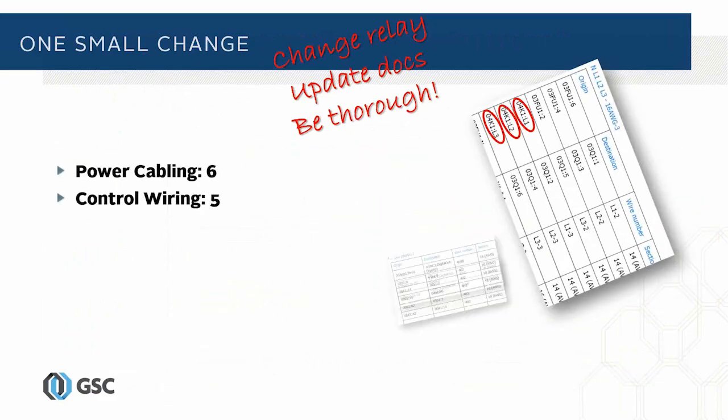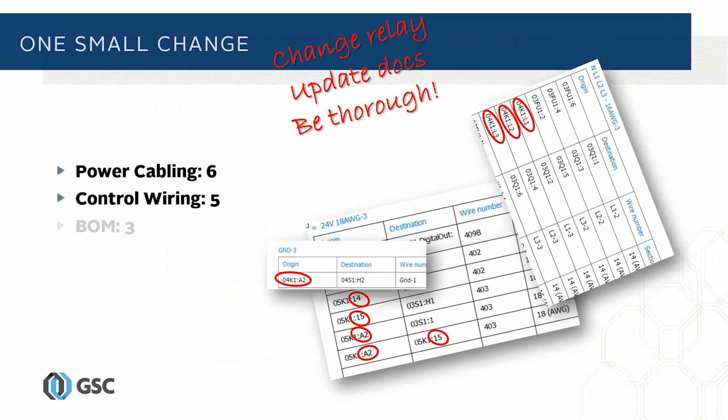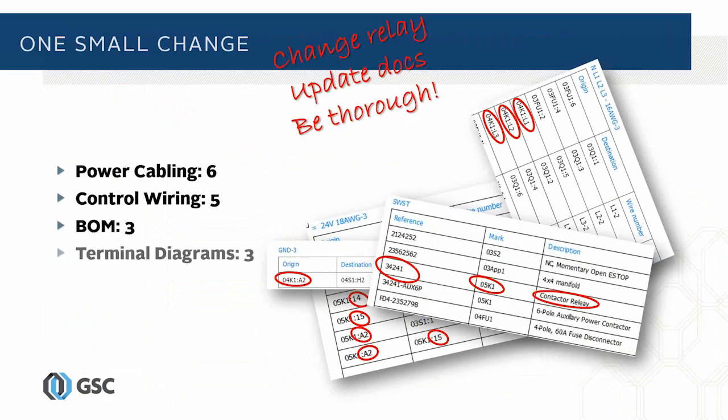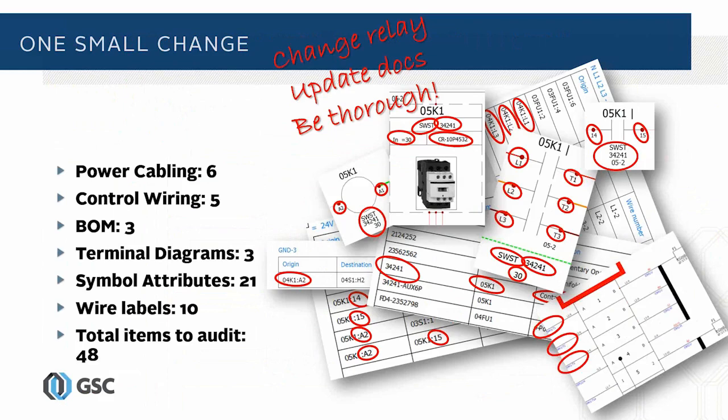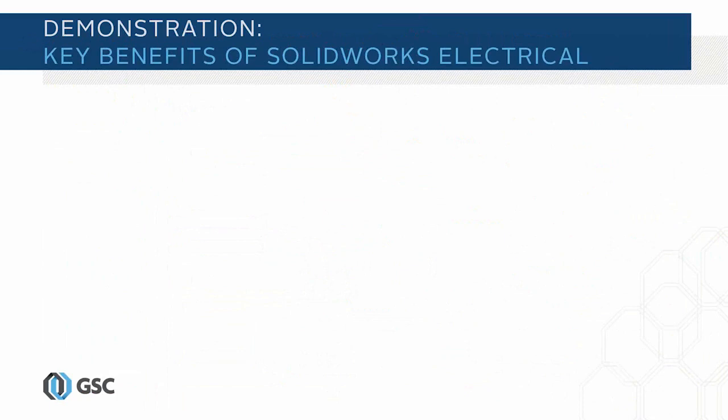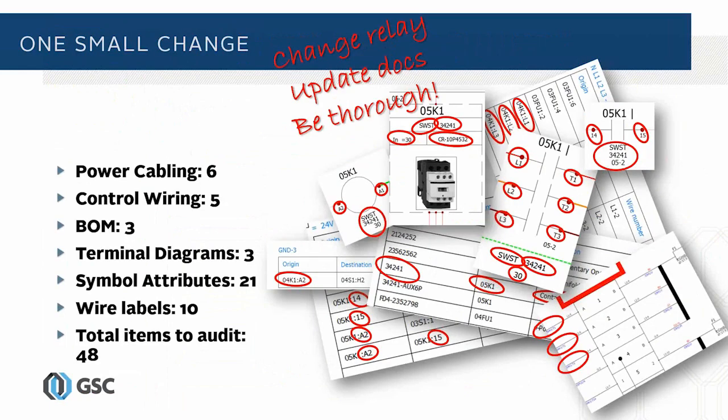Well, first of all, there's the cable interconnects. Then there's the control wiring. We've got cross-references that these relays work with. We've got our part numbers. We have our symbol tags. We have our terminals. And all in all, we're talking about 48 items just for one simple component change.